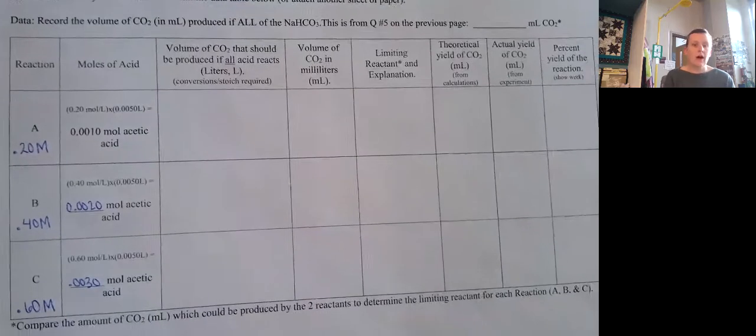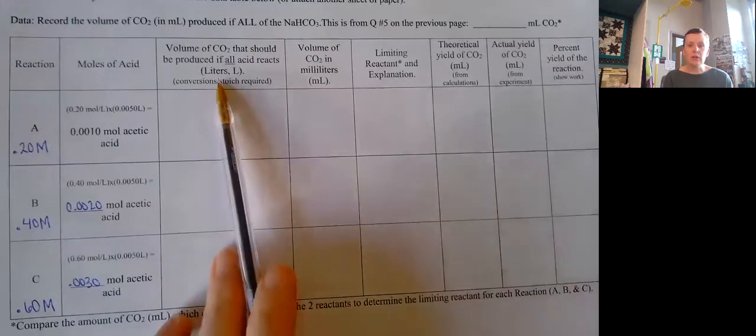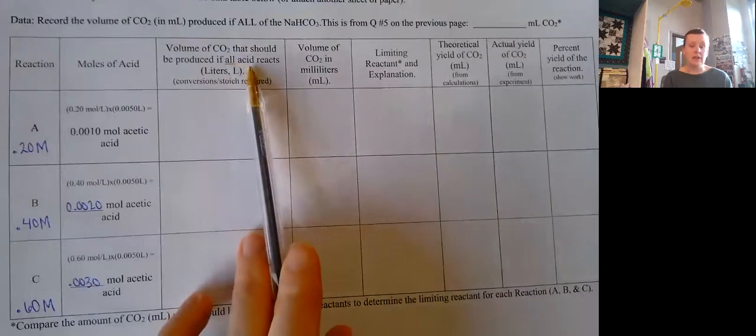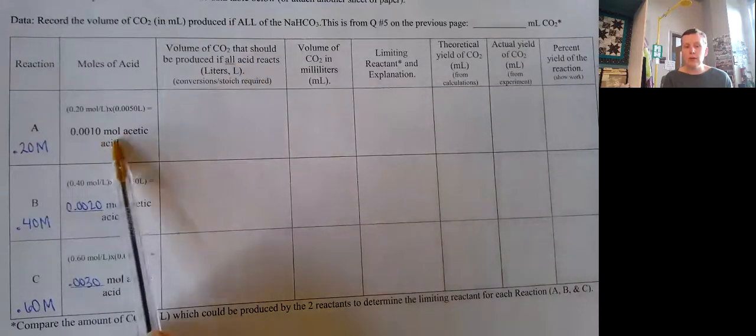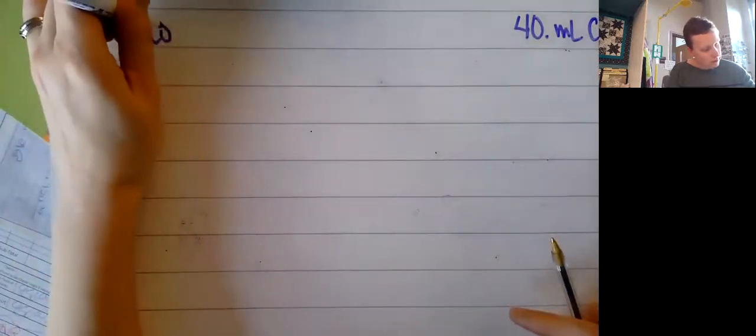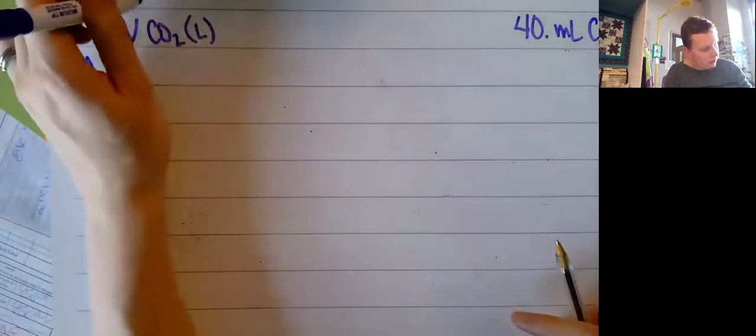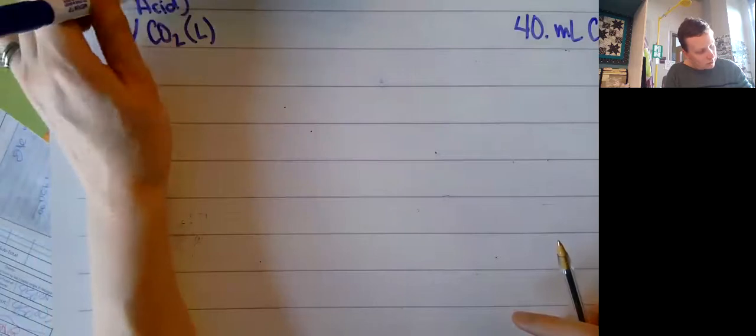Okay, now, volume of CO2 that should be produced if all of the acid reacts. Well, we need to start with the moles of acid. I'm going to do A over here. All right, let me zoom back out here. See if we can get that clear. Okay, so for part A, reaction A, volume of CO2 if all acid reacts, but I'm going to put liters, okay? All right, if all the acid reacts, volume of CO2 in liters.